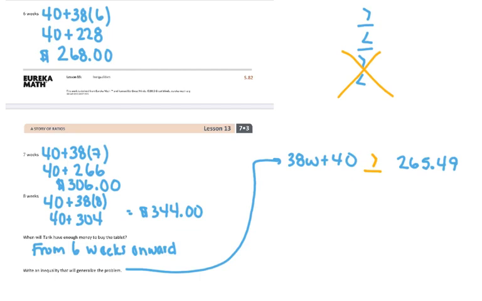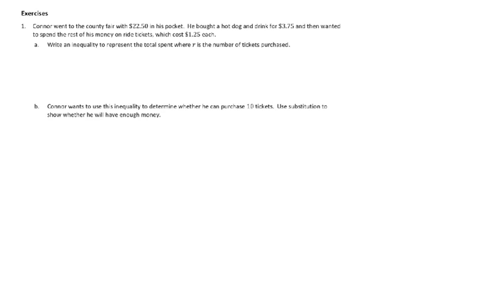So we're going to move on now to the exercises where we're going to look at similar problems, but they're going to ask us to solve that inequality. So number 1 says Connor went to the county fair with $22.50 in his pocket. He bought a hot dog and drink for $3.75 and then wanted to spend the rest of his money on ride tickets, which cost $1.25 each. Write an inequality to represent the total spent, where R is the number of tickets purchased.